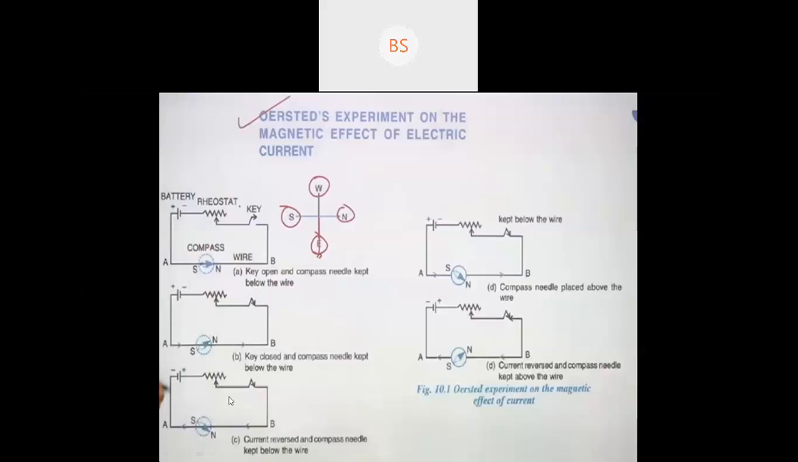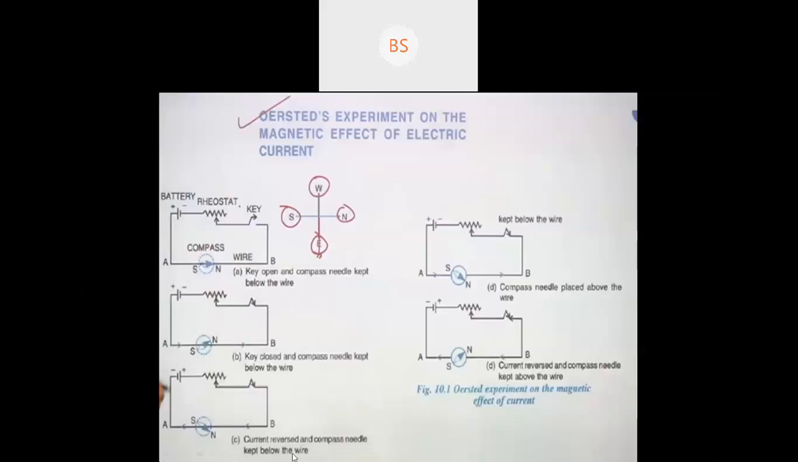Yes? The direction of current is changed. Good, correct. You can see here the battery. See now, the direction of current is like this way now, from B to A. Earlier it was from A to B, but now it is from B to A. So the current is reversed and the compass needle is kept below the wire.